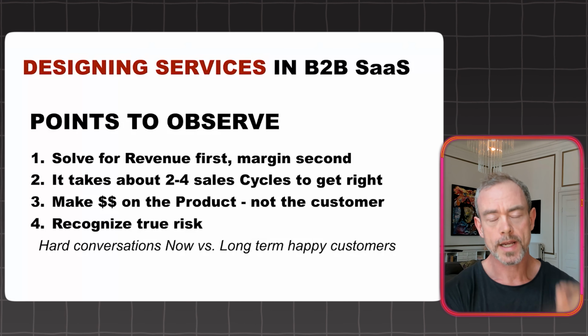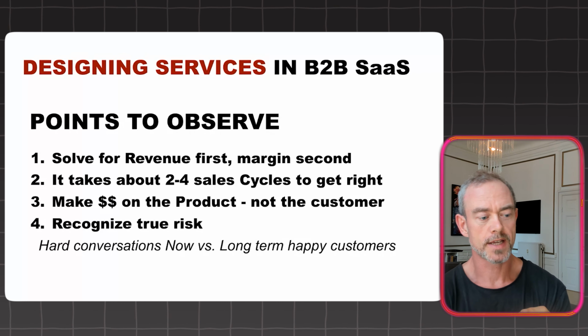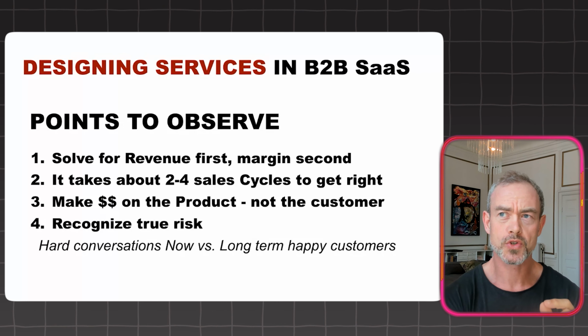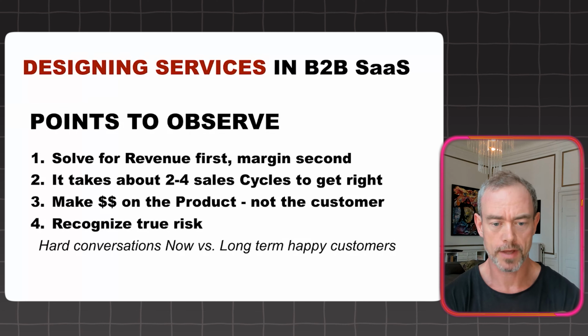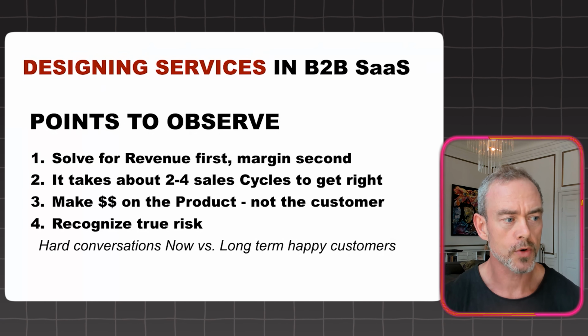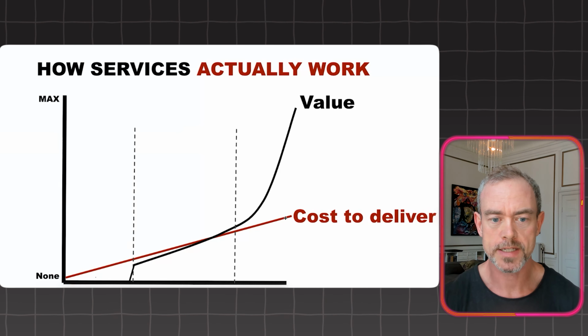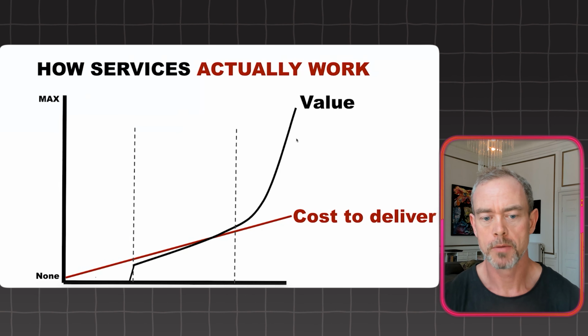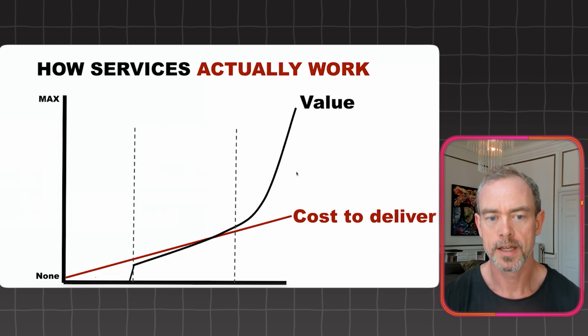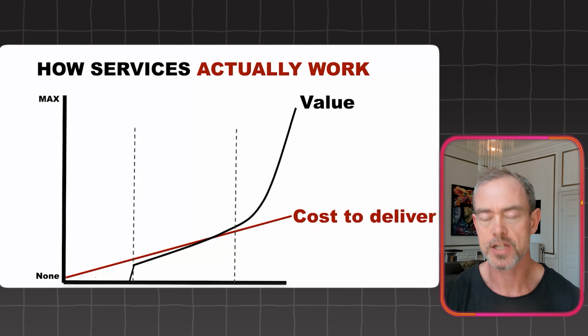Finally, recognize the true risk here. And the true risk with regards to services is that you are going to under-deliver on the value, right? So the true risk is that you are going to be so careful not to have too high costs that you're going to miss out on the hockey stick in value, because you're just going to underinvest in it. And really, the cost of omission, not doing it, is really what you're paying.